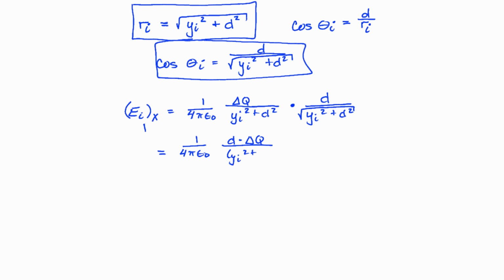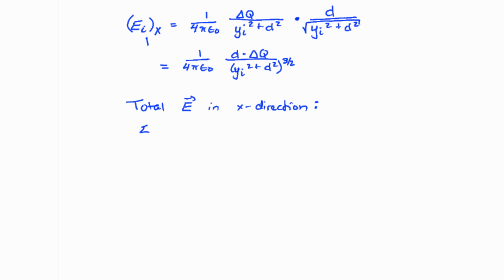So if I combine this, that's going to take it to the 3/2 power. Now, if I want to figure out what the total electric field is in the x direction, I need to sum over all of those little tiny segments that I was looking at. The total electric field in the x direction, E sub x, is going to be, again, the sum from i equals 1 up to however many of these little pieces I have of E sub i in the x direction.